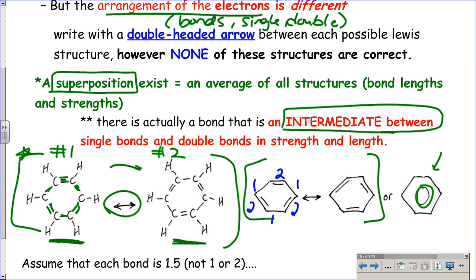But what actually occurs is a 1.5 bond. Sorry, that looks really bad, but I'm going to keep it there. It's like a 1.5 bond. And so what you do is you just draw these dotted lines to say it's not quite a bond, but it's part of a bond. So each bond is 1.5 bonds. It's an intermediate between the length and the strength. So it's actually stronger than a single bond, but weaker than a true double bond. So, intermediates between length and strength.